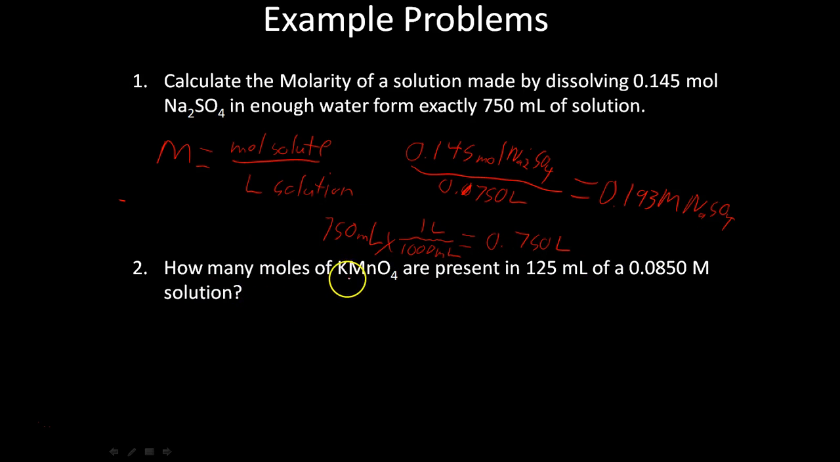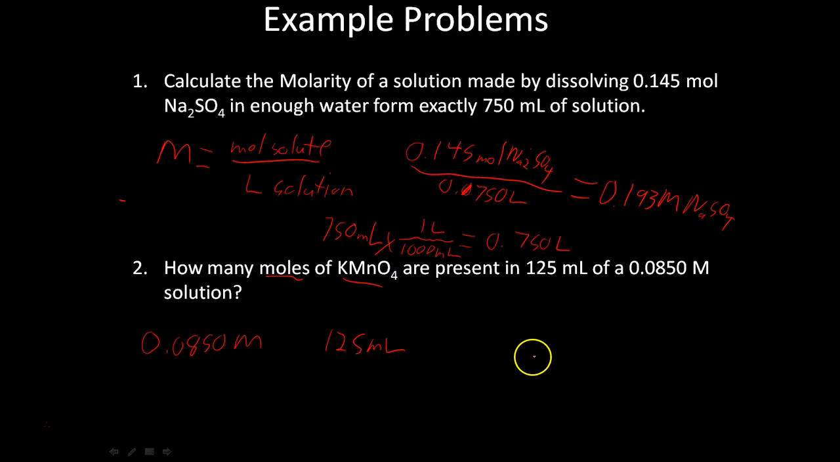How many moles of potassium permanganate are present in 125 milliliters of a 0.0850 molar solution? This one's a little confusing because it's actually asking for how many moles of this are present in a solution. The molarity is already given, but it's telling us how many milliliters of solution we have. So start with what's given: 0.0850 molar, and 125 milliliters.